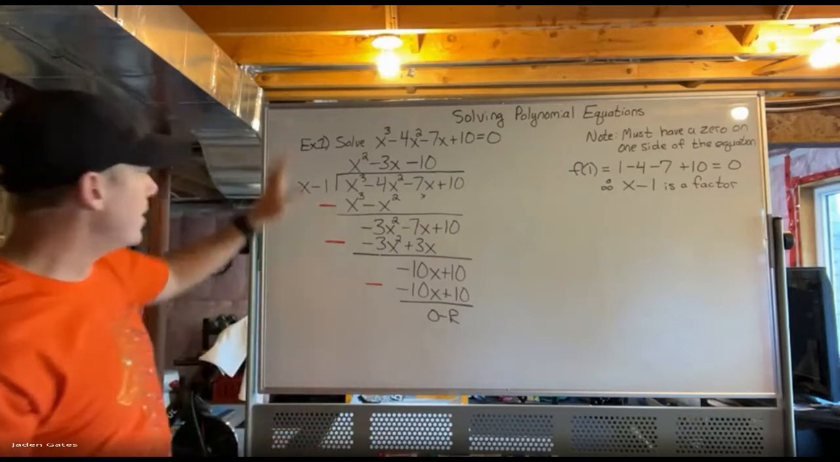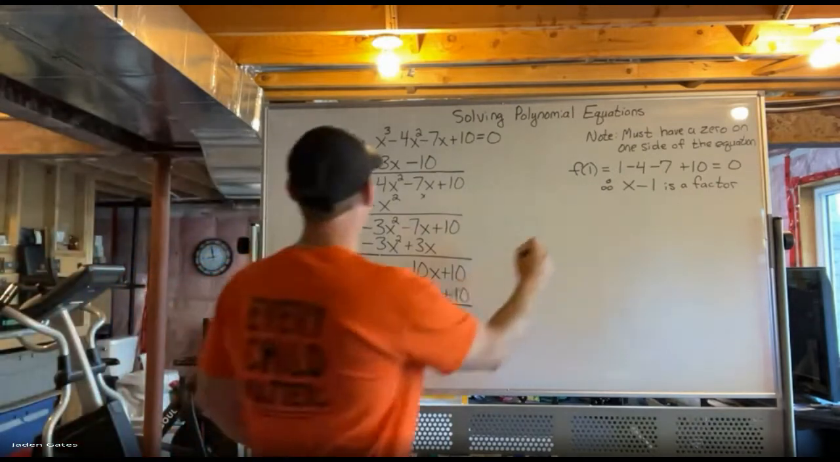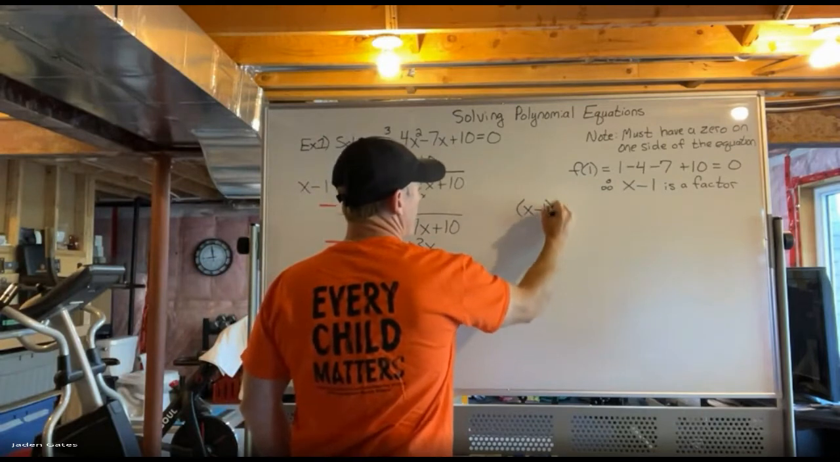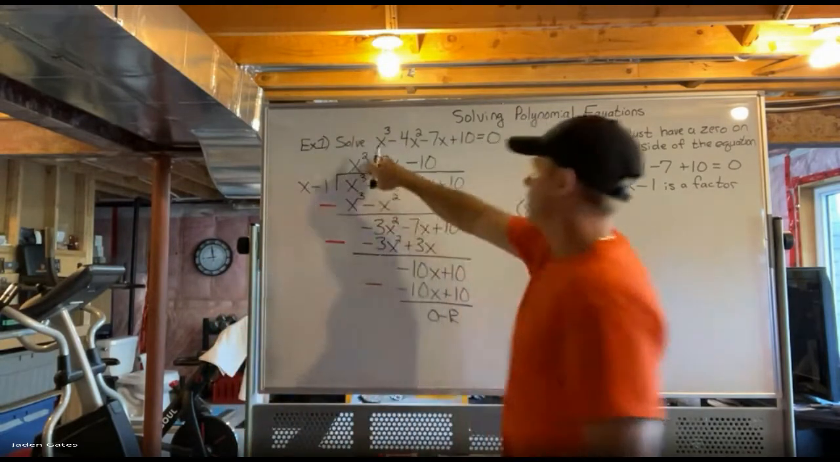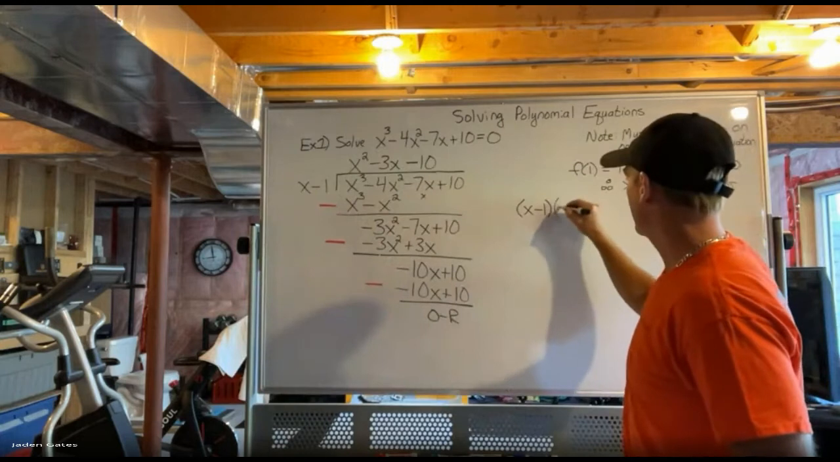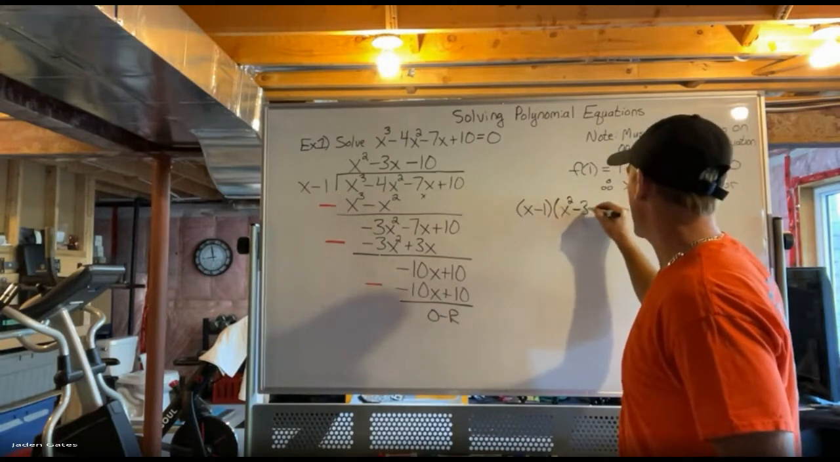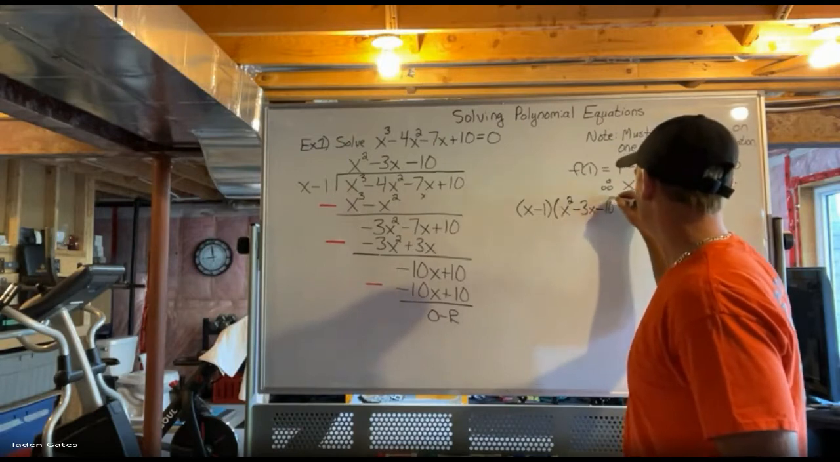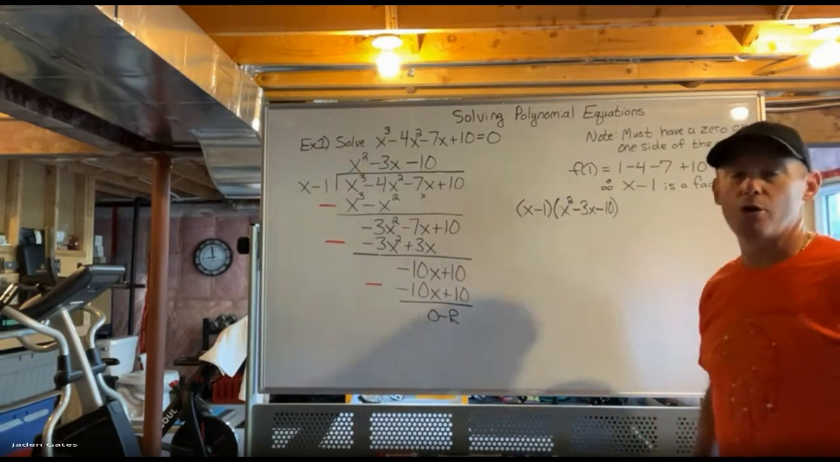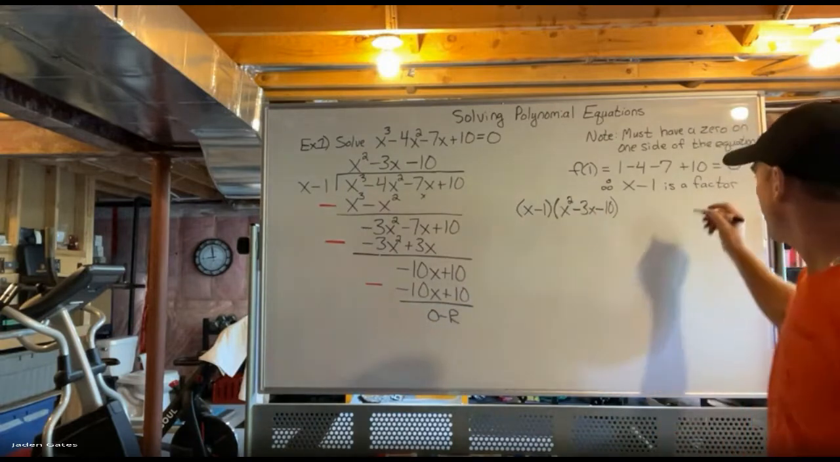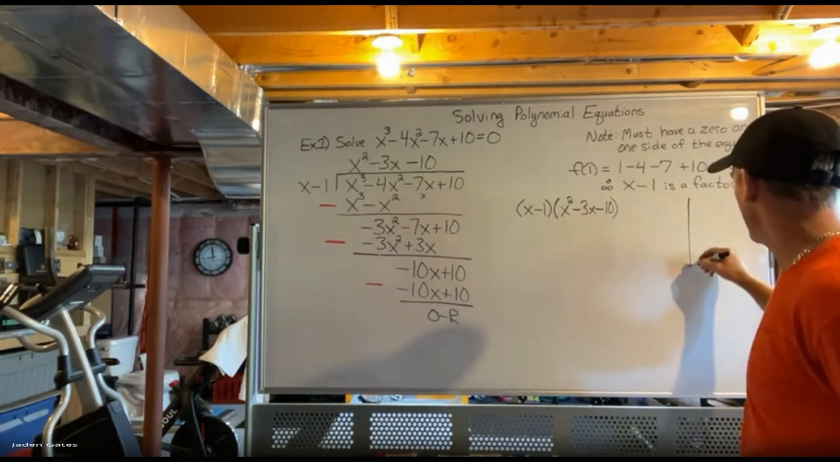All right, so now here's what we've got. I've got that this polynomial right now is x minus 1 times our quadratic up there, which is x squared minus 3x minus 10. Again, this polynomial has not yet been fully factored. I've got my quadratic, which I'm going to factor over here.